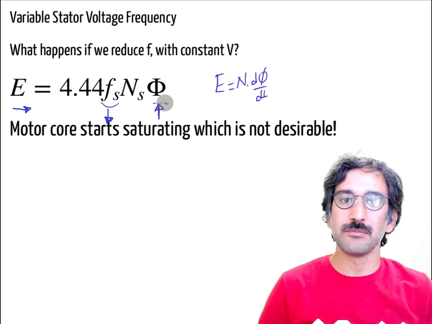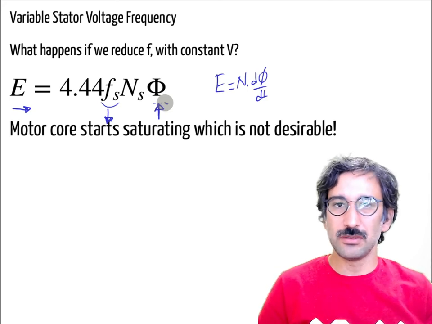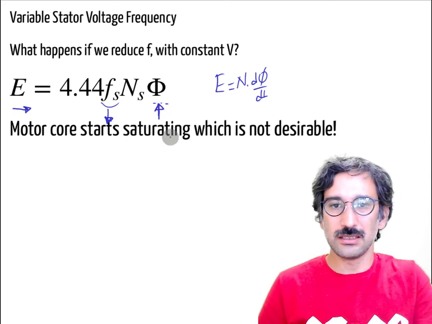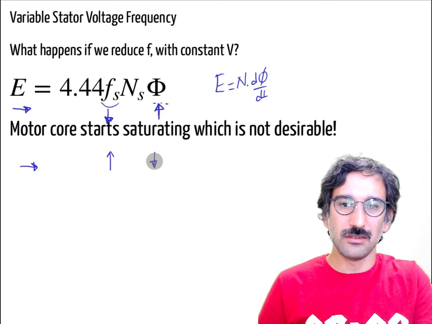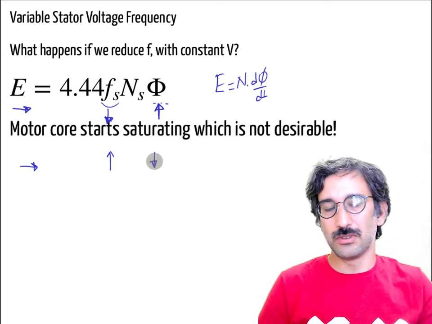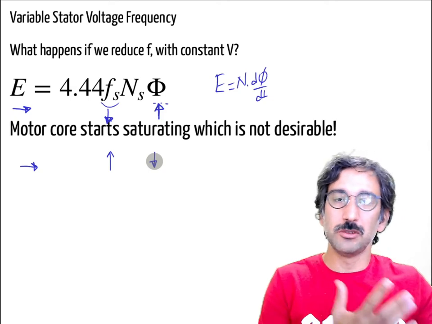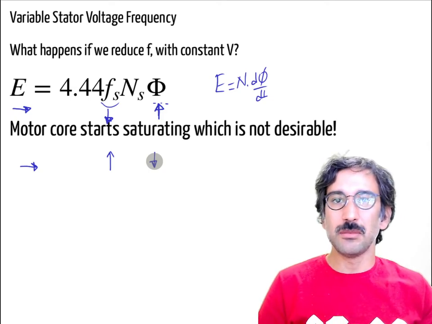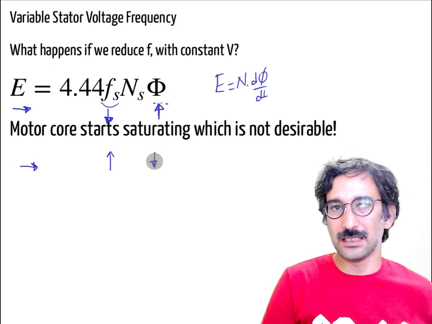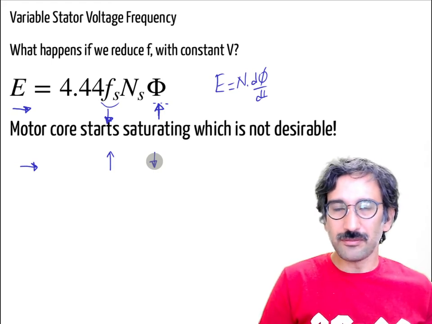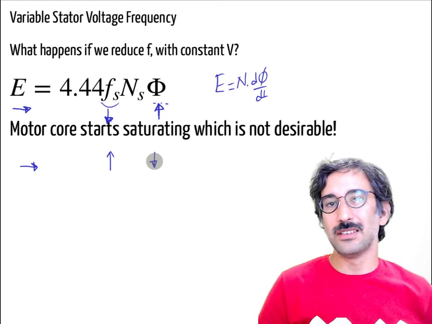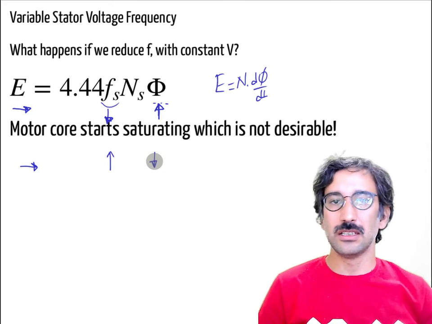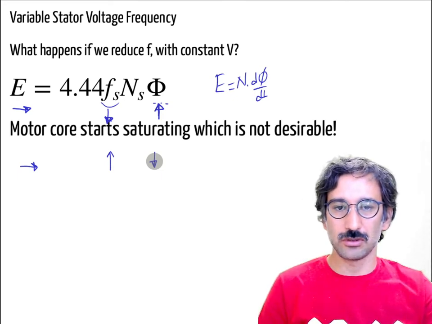Or similarly, if I increase the frequency while keeping the voltage constant, then my flux will get lower. So instead of running at an optimum, I don't know, 1.5 Tesla, maybe it will run at 0.5 Tesla. Remember from the electromechanical energy conversion equations, if you have less B, then that will reduce our torque and force magnitudes.